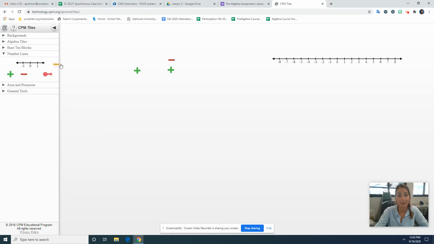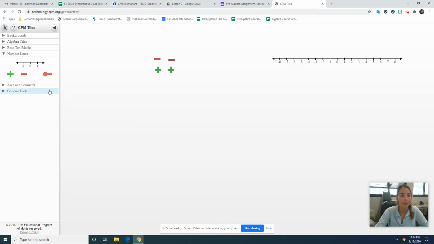If we added another minus, then we would have two groups of tiles that cancel each other out, and these are equal to 0. So this whole assortment of tiles right here is equal to 0. And you can imagine it on the number line. If you add 2 and then subtract 2, if you started at 0, you would move over 1, 2, and then you would move backwards 1, 2, and you end up at 0.